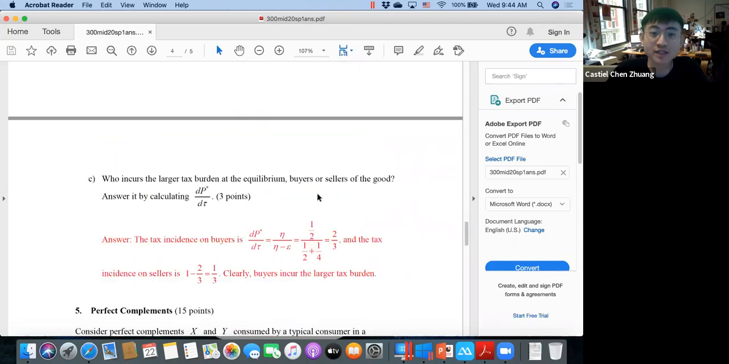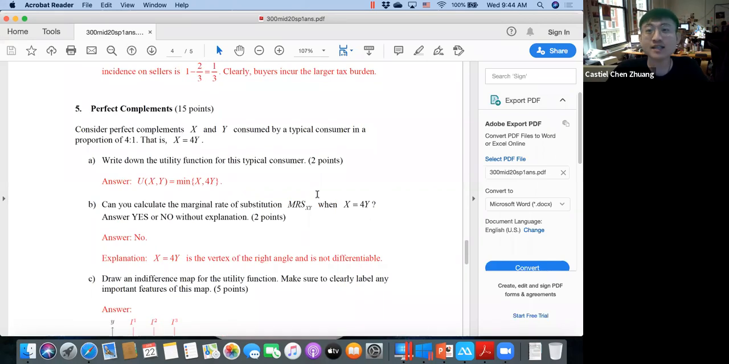And the last question is exactly what I talked about in the week 3's TA session. It's about perfect complements. So if you consume in a proportion of 4:1, then you have x equals 4y. And then the utility function will be the min of x and 4y.